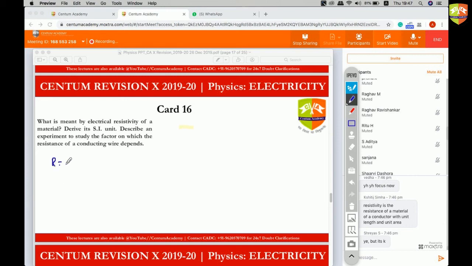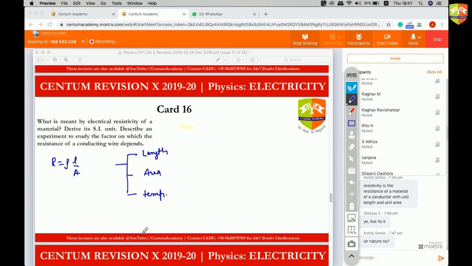Next part of the question: describe an experiment to study the factors on which the resistance of a conducting wire depends. Now this is the describing part. You know primarily R by the formula is dependent on rho, L, A. So you will have to write three steps: one to test the variation by length, one to test the variation by area, and one to test the variation by temperature.